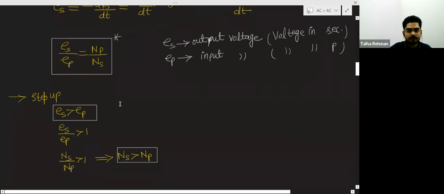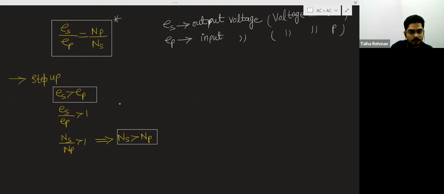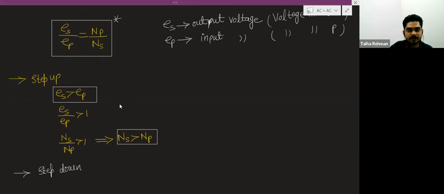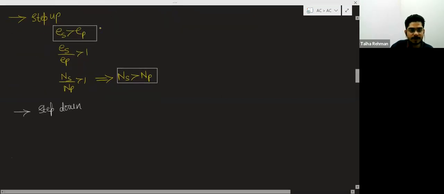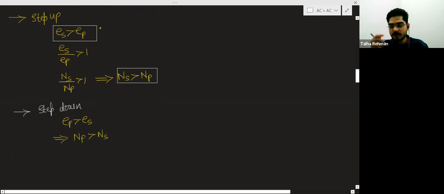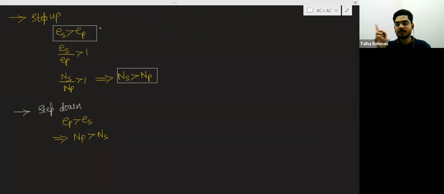For step down, it will be NP greater than NS. EP greater than ES, and so you can conclude that NP must be greater than NS. When the number of turns in the primary winding is more, that transformer is a step-down transformer.